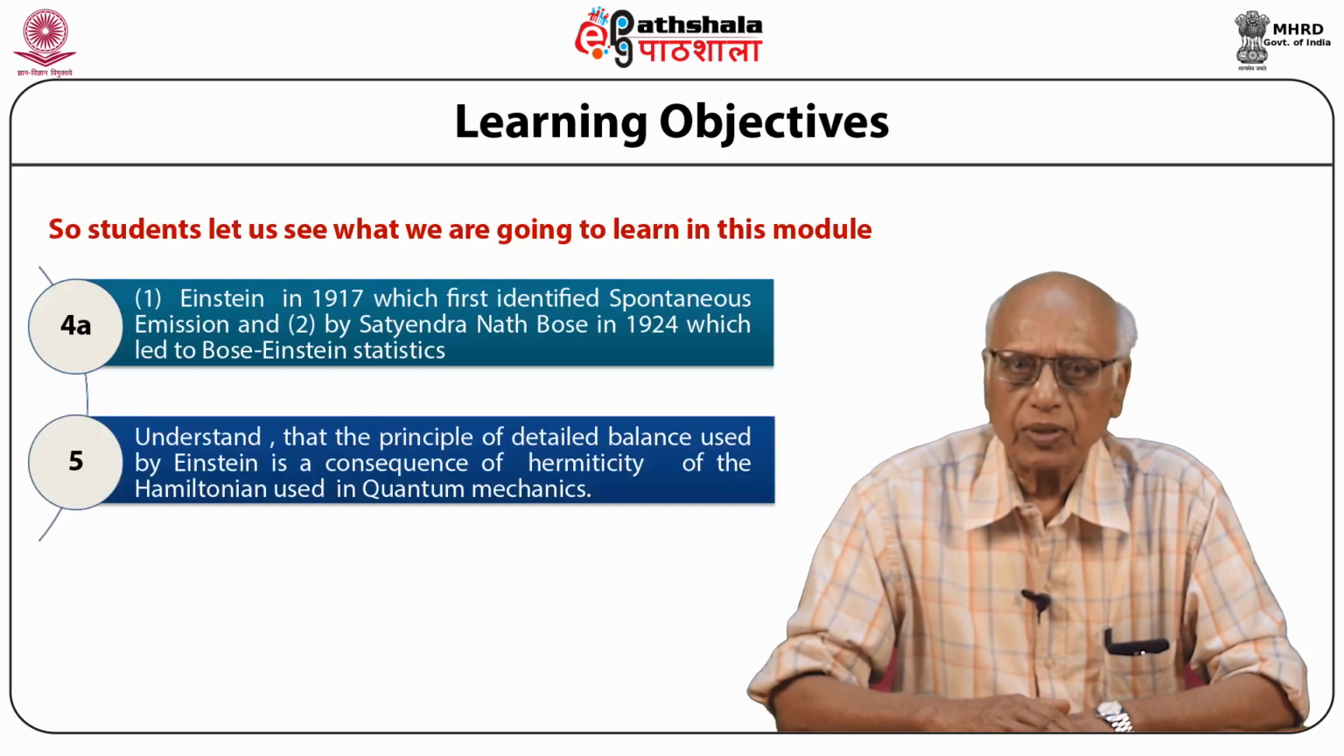You will be able to understand that the principle of detailed balance used by Einstein is a consequence of hermiticity of the Hamiltonian used in quantum mechanics. The interaction due to the magnetic moment of the electron, not included in our interaction Hamiltonian so far, is next studied and shown to be of higher order, and hence smaller by 1,000 times in the amplitude.